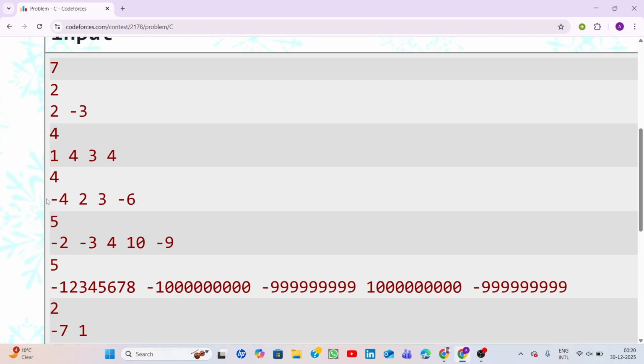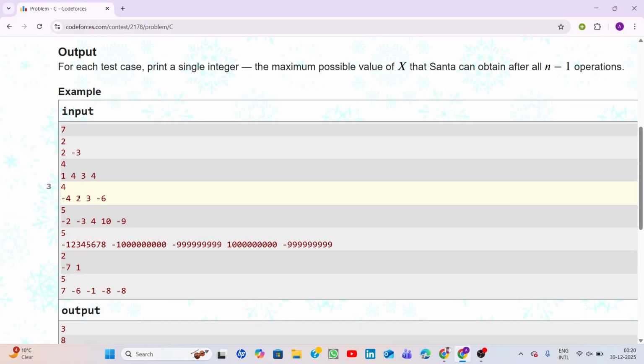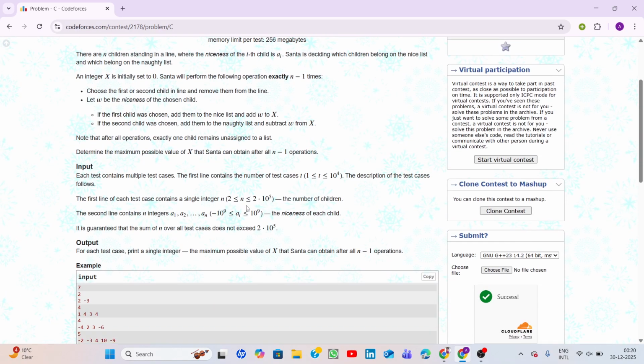Here we can see that minus 4 will definitely cause a negative effect, but these 2 and 3 will nullify that. First of all we would remove minus 4, but these 2 and 3 will nullify the effect of the minus 4. So the net removal of minus 4 won't be that negative. Okay, so this was my logic.